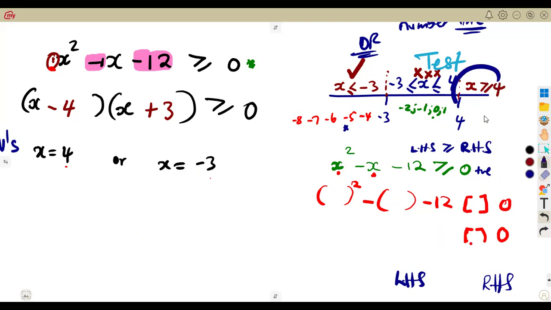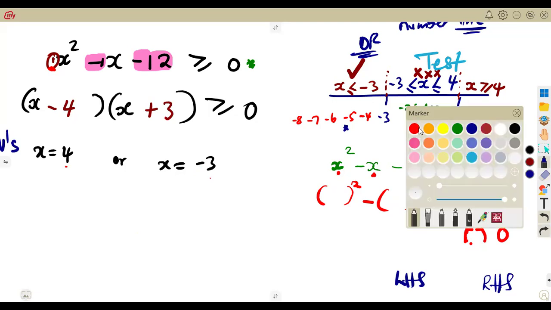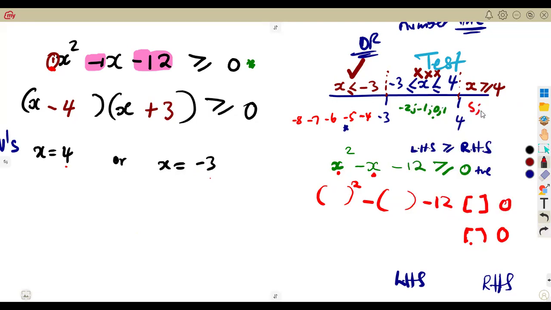As you can see, we have our last region there. Values that are greater than or equal to 4. Any number that is bigger than or equal to 4. We're talking about numbers such as 5, 6, 7, 8, 9, and so on. Pick any number of your choice there and substitute in place of x. So I'm just going to take a 5 in place of x.